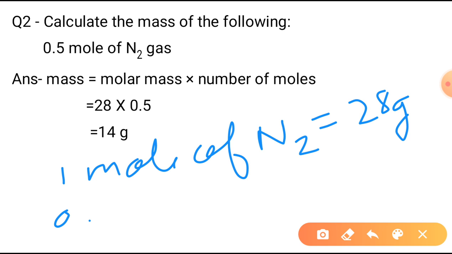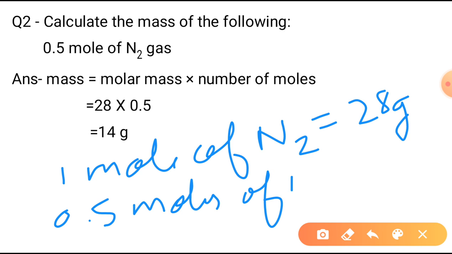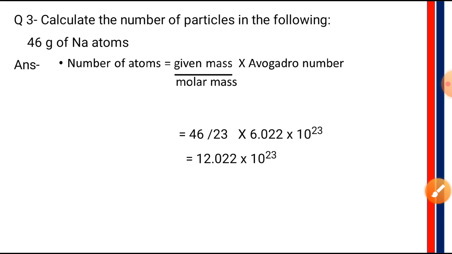So 0.5 moles of N2 will be equal to how much? Just multiply these two numbers, 0.5 with your 28, and you will again get your answer, 14 gram. So it's not necessary that every time you have to use a formula. If you understand a concept, you can go without it. Okay, so we have done it. Let's go to the next question.